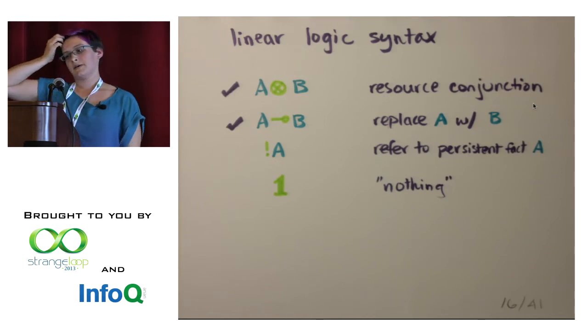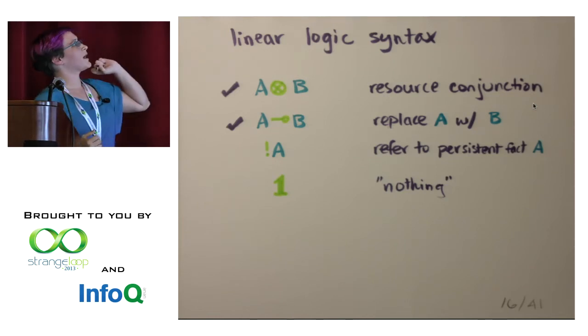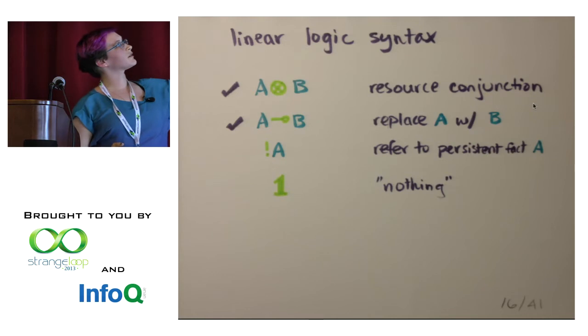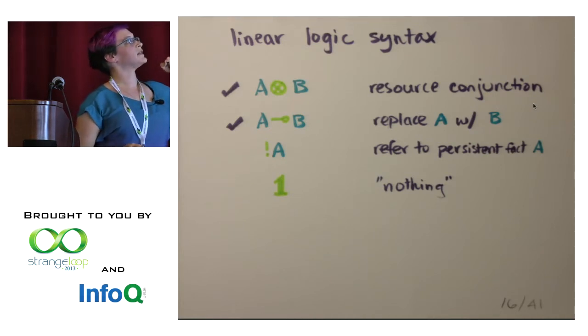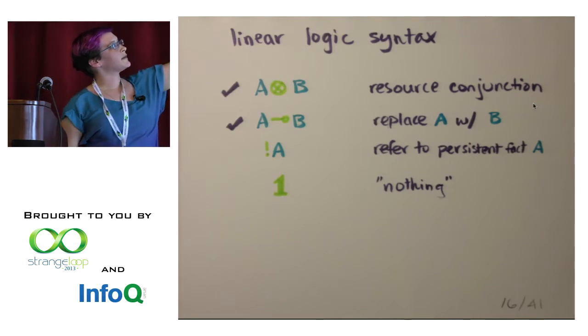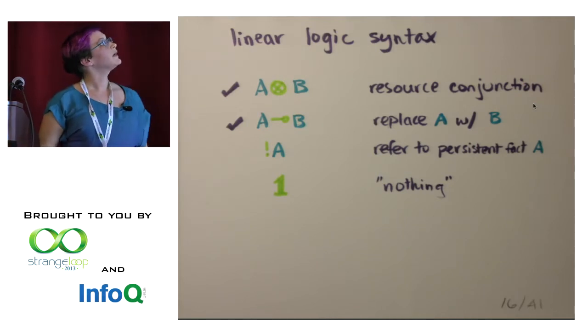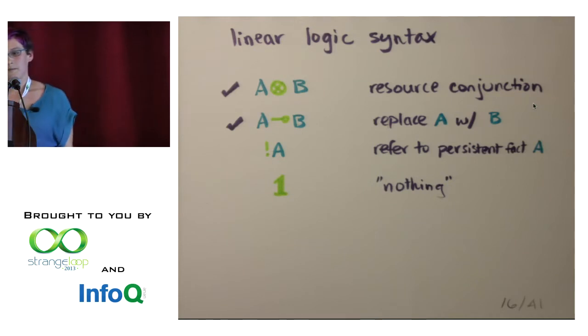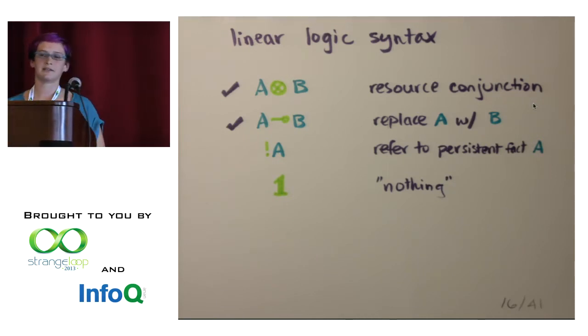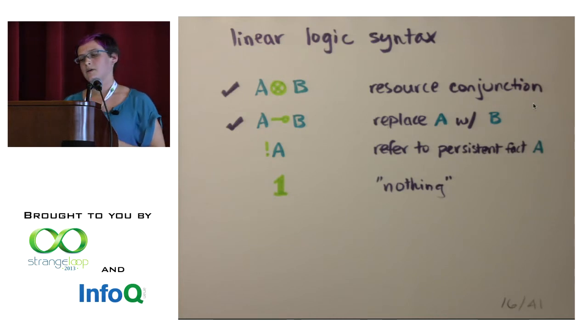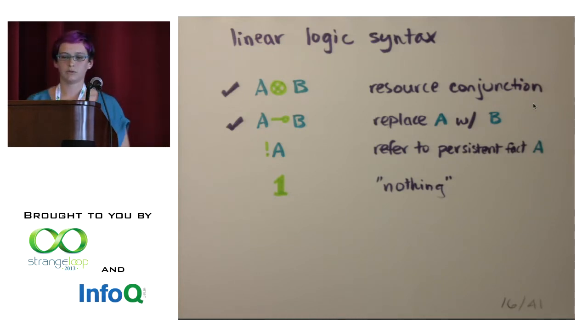All right, so I've talked about the way that we use linear logic notation to conjoin two resources, A tensor B, and A lolly B means basically replace A with B. There are two other connectives that are important in this logic. Bang A is the way that we refer back to something that's persistent, so we can still recover all of the stuff that has to do with facts as well. And then there's just a symbol, bold 1, that means the nothing resource, the empty resource.